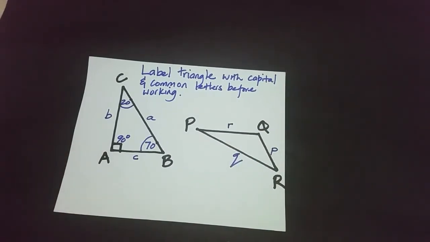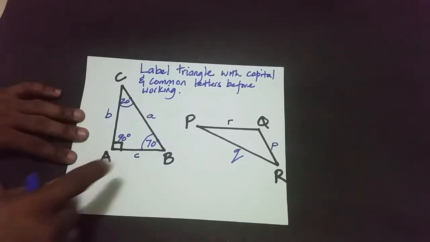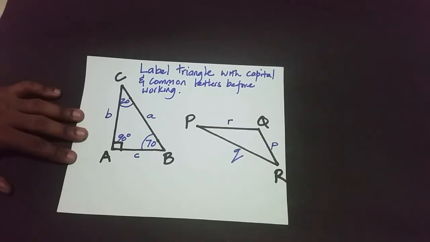If you don't know how to do that, you're going to have a problem using trigonometry. It's very simple. The side opposite the vertex is the common letter for that vertex. So if the vertex is labeled big M, then the side opposite big M is going to be little m. And that is extremely, extremely important in getting to understand how to use trigonometric rules.